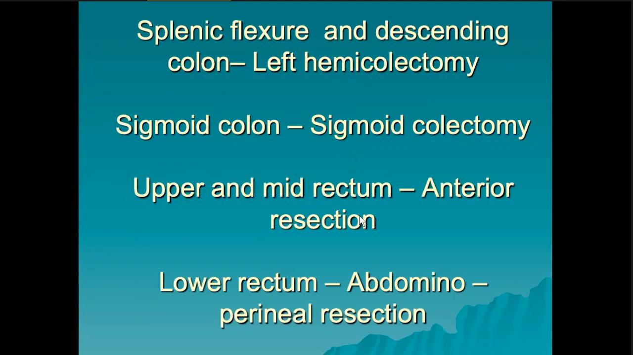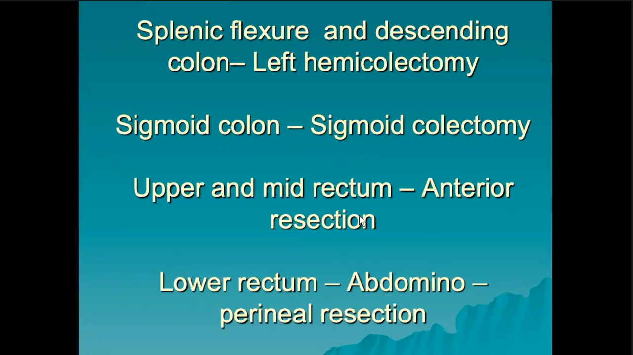Now, if the tumor is in the splenic flexure, or in the descending colon, or in the distal transverse colon, then we do what is called a left hemicolectomy. There you remove the distal half of the transverse colon, the splenic flexure, the descending colon, and a part of the sigmoid colon, and then you anastomose the transverse colon to the distal sigmoid colon. If it is right in the middle of the sigmoid colon, you can do what is called a sigmoid colectomy, where you remove the sigmoid colon.